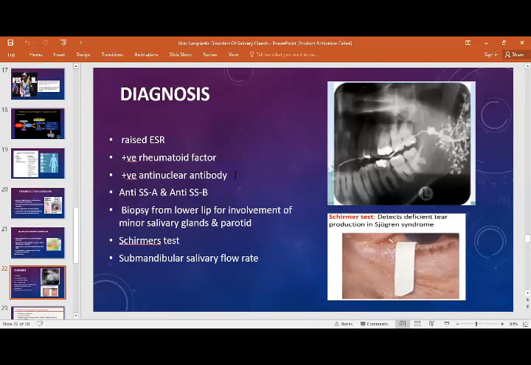Again, we will go for biopsy, from the lower lip for involvement of minor salivary glands, as well as for the parotid gland. Again, some measurements are the flow rate. This shows that there would be reduction of the production of saliva in the mouth.